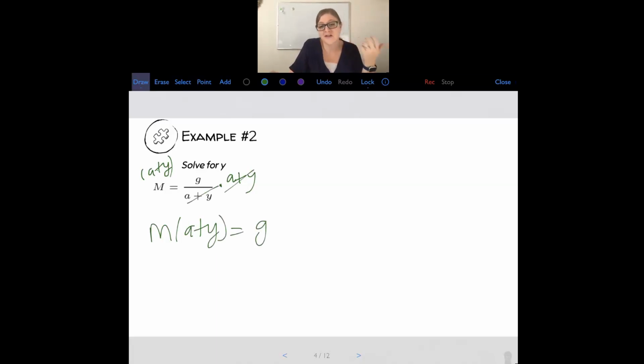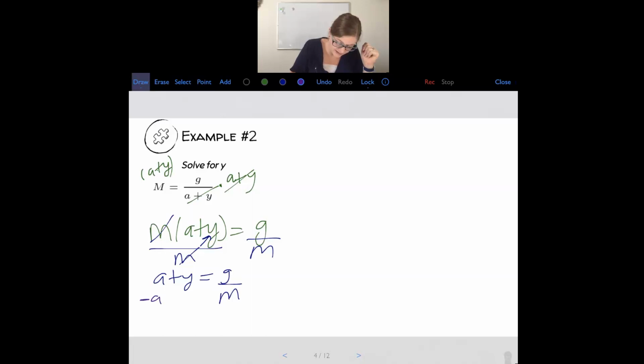Okay, from here, there are also two different approaches. So I'll start with one. One approach is to divide both sides by m. The reason being is that the y is inside the parentheses, it's being multiplied by m, so we can divide both sides by m to get a plus y, because my m's cancel, is equal to g over m. Now the a is in our way and it's being added, so we subtract it from both sides to get y is equal to g over m minus a. So this is one way to do this problem.